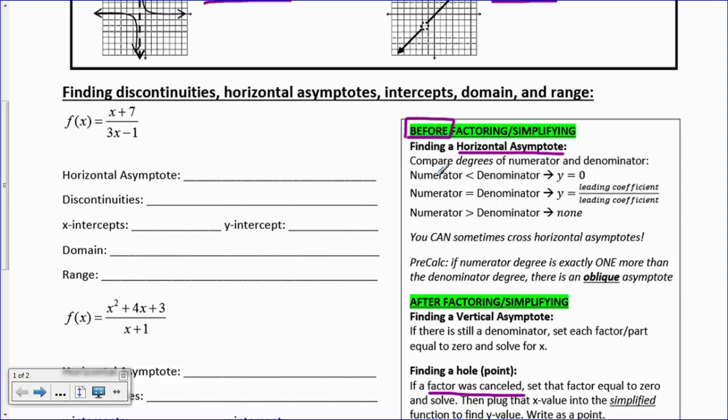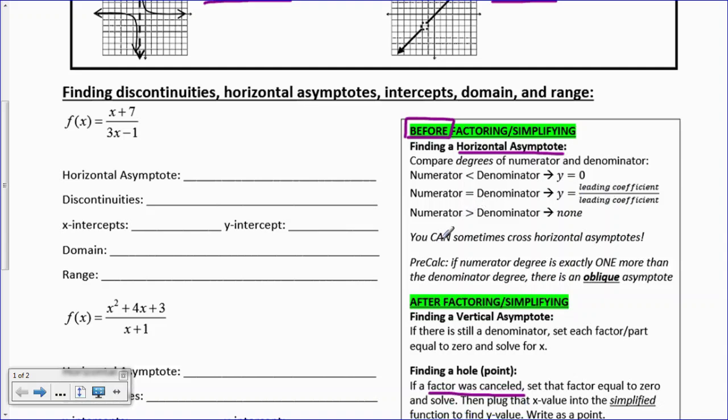If the numerator's degree is smaller than the denominator, so you're smaller in the numerator, that means that your horizontal asymptote is going to be 0. If the degrees are the same, so that means you have x squared and x squared, or x and x, or x cubed and x cubed, you have the same degree for both the top and the bottom, that means you're going to take the leading coefficient. Remember, the leading coefficient is the number in front of the variable. You're going to write down the leading coefficient in the numerator and divide that by the leading coefficient in the denominator. And whatever that number is, that's your horizontal asymptote.